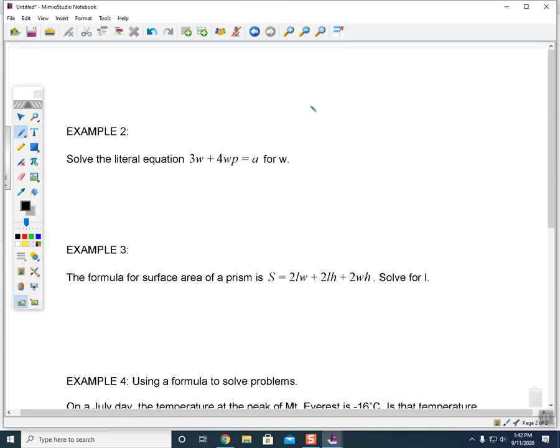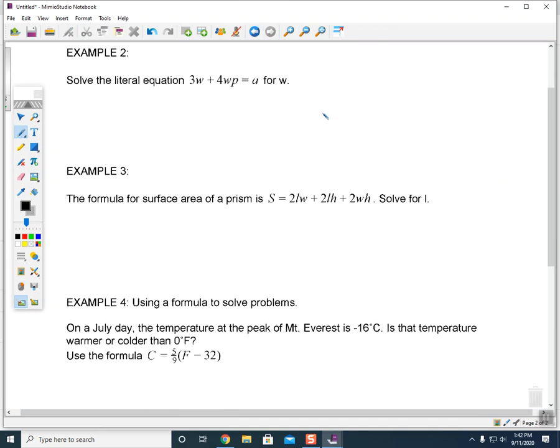Okay, this is where it gets trickier. I need to solve the literal equation 3w plus 4wp equals a. Lots of letters in there. So many letters.